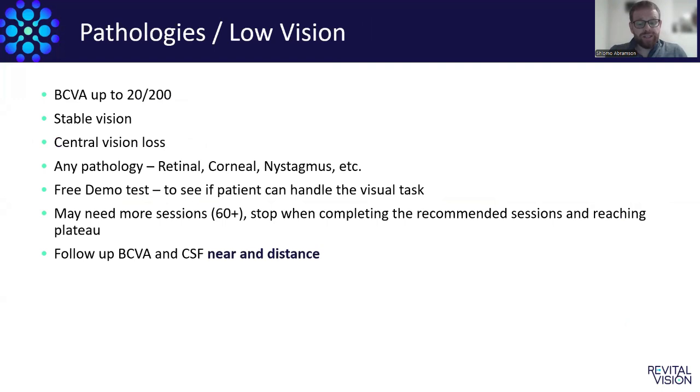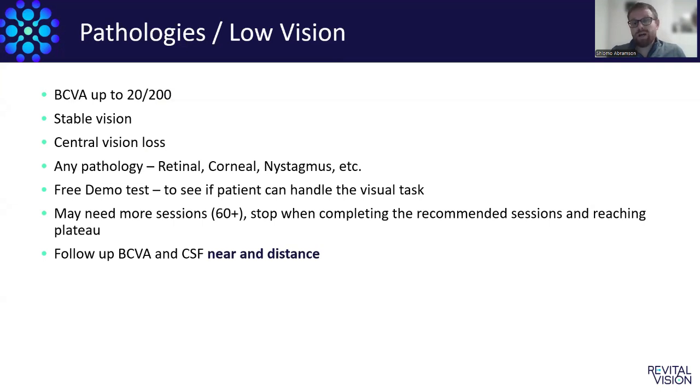The low vision criteria. This is usually a binocular program, so best corrected visual acuity can be as low as 20/200. The vision must be stable without daily fluctuations. It can be any pathology that causes central vision loss. We recommend that these patients with low vision try a demo trial to verify that they could handle the visual task. It's recommended to train at least 40 sessions.